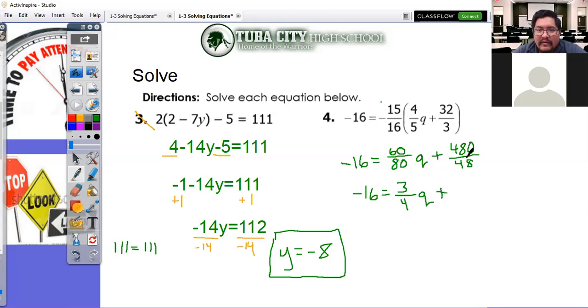And this one is another one where you might be looking at it and thinking, that looks kind of easy. 480 does divide nicely by 48. And in this case, we get 10.